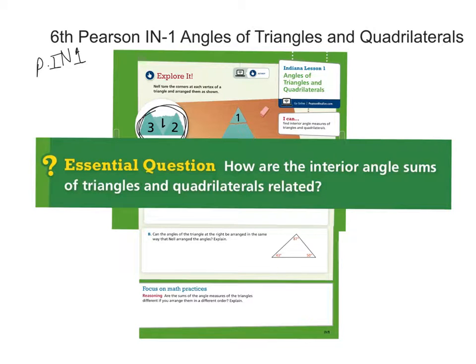This lesson is on angles of triangles and quadrilaterals. And so the essential question is, how are the interior angle sums of triangles and quadrilaterals related? We're going to be looking at how many degrees we have total altogether in a triangle and also in a quadrilateral. Remember, a quadrilateral is a polygon that has 4 sides.